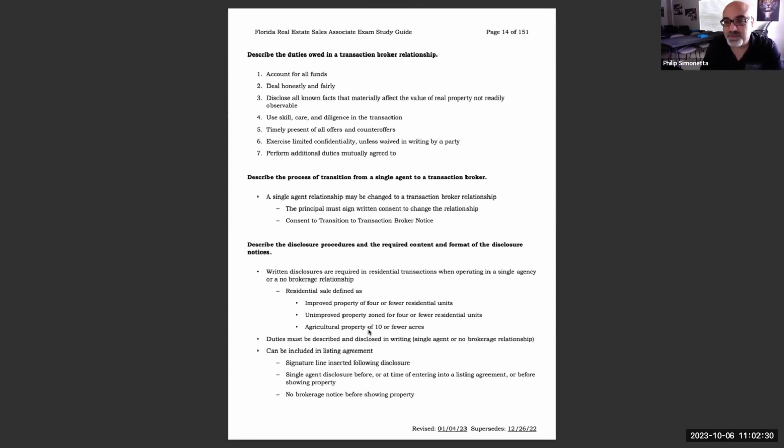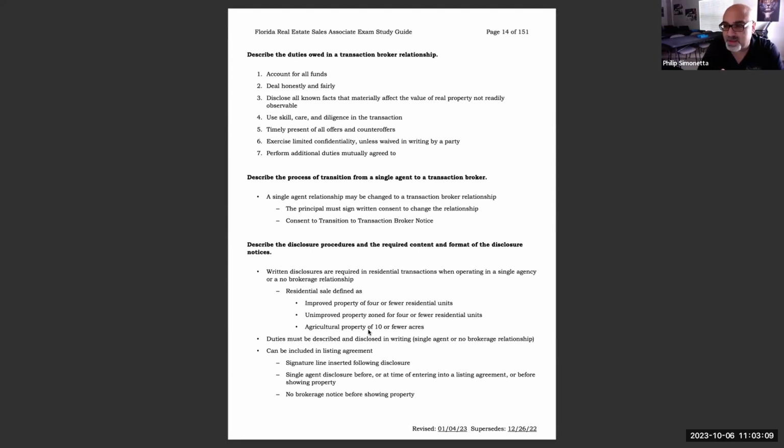Again, you have ADD, right? Account for all funds, deal honestly and fairly, disclose all known facts that materially affect the value of real property not readily observable. You must use skill, care, and diligence in the transaction, and timely present all offers and counteroffers. That sounds familiar, right? Because the single agent has that too. Interesting. So they both have ADD, they both have skill, care, and diligence in presenting offers and counteroffers. However, there's 2 here that the single agency doesn't have. And that's exercise limited confidentiality unless waived in writing by a party, and perform additional duties mutually agreed to.